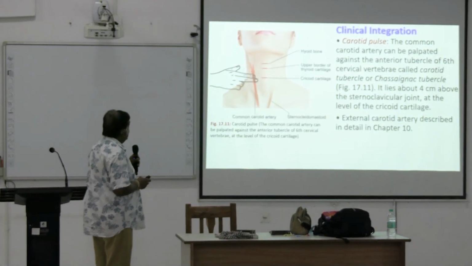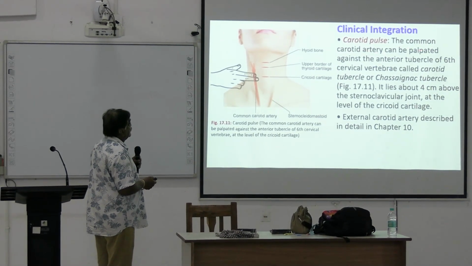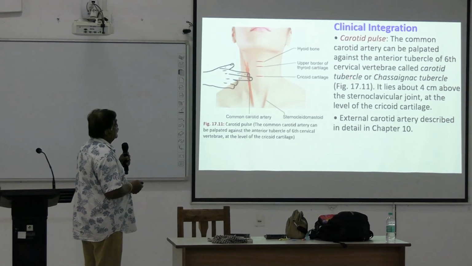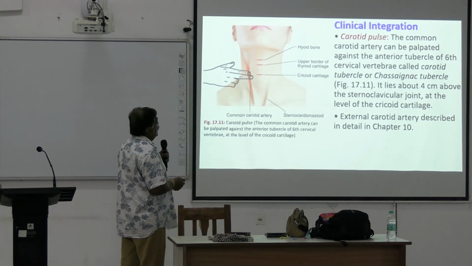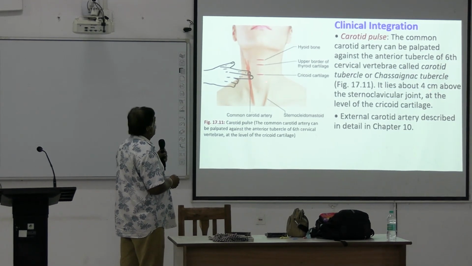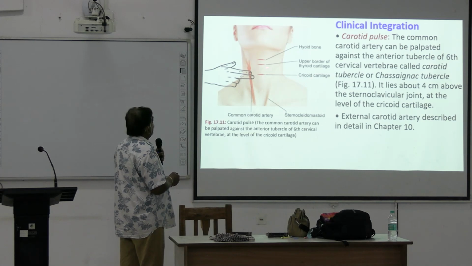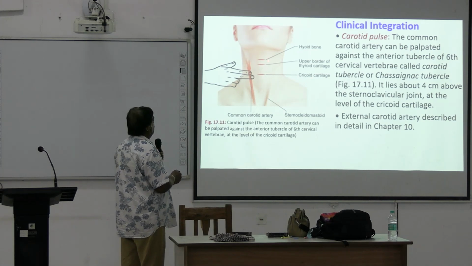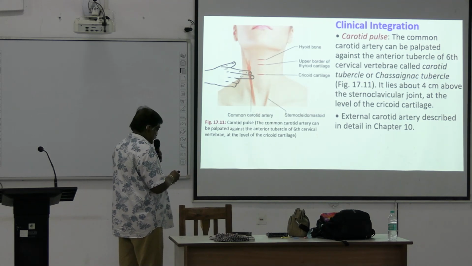Now see the carotid pulse. The common carotid artery can be palpated against the anterior tubercle of the 6th cervical vertebra, called the carotid tubercle or Chassaignac's tubercle. It lies about 4 centimeters above the sternoclavicular joint at the level of the cricoid cartilage. This is the cricoid cartilage, the upper border of the thyroid cartilage. This is the hyoid bone. This is the common carotid artery. This is the sternocleidomastoid muscle.